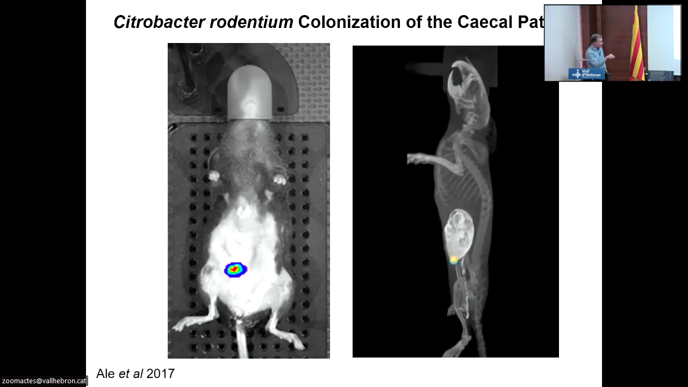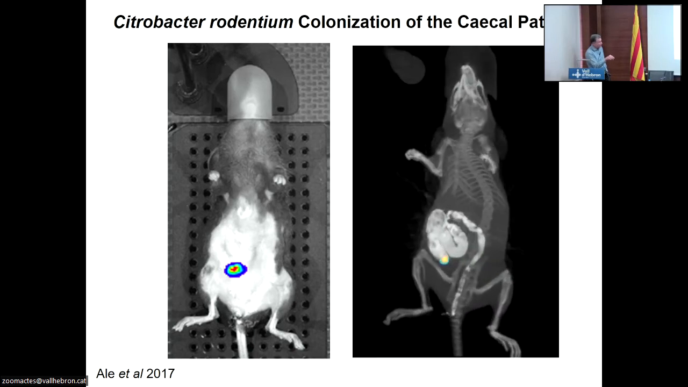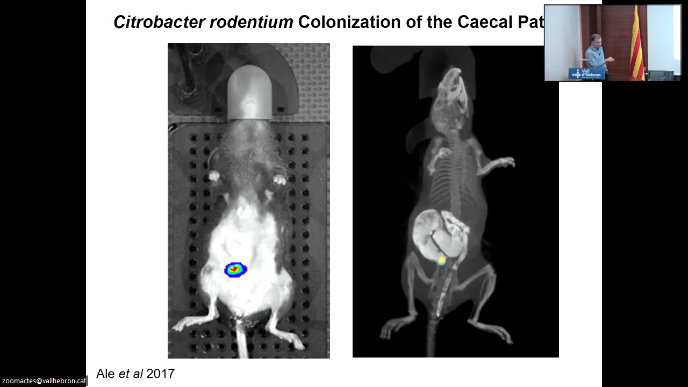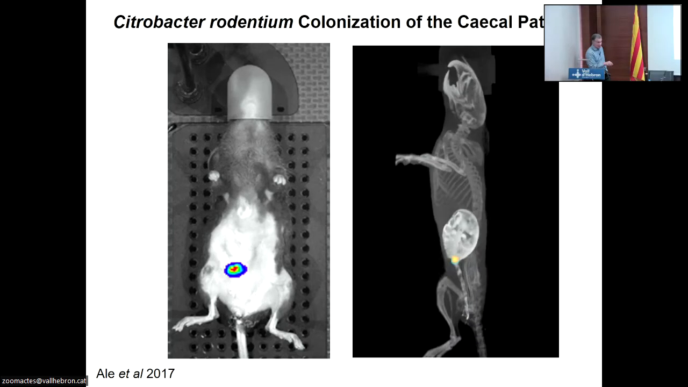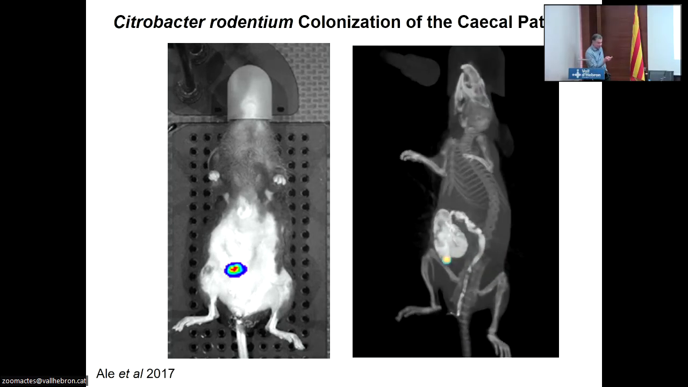This again is from Imperial College. This shows the cecal patch, the bacteria. This is a bacteria called Citrobacter rodentium, and it infects a cecal patch in the large intestine and then spreads throughout the animal, or through the large intestine, until it's excreted after about 12 days.